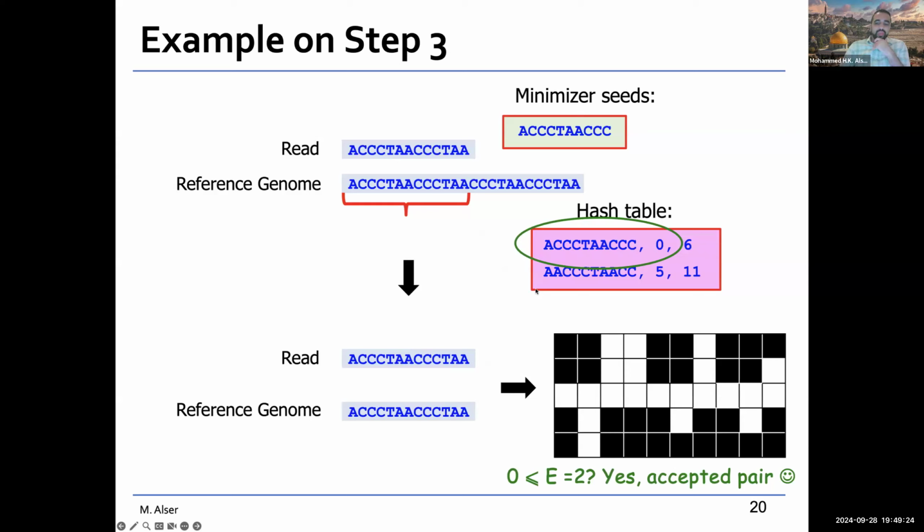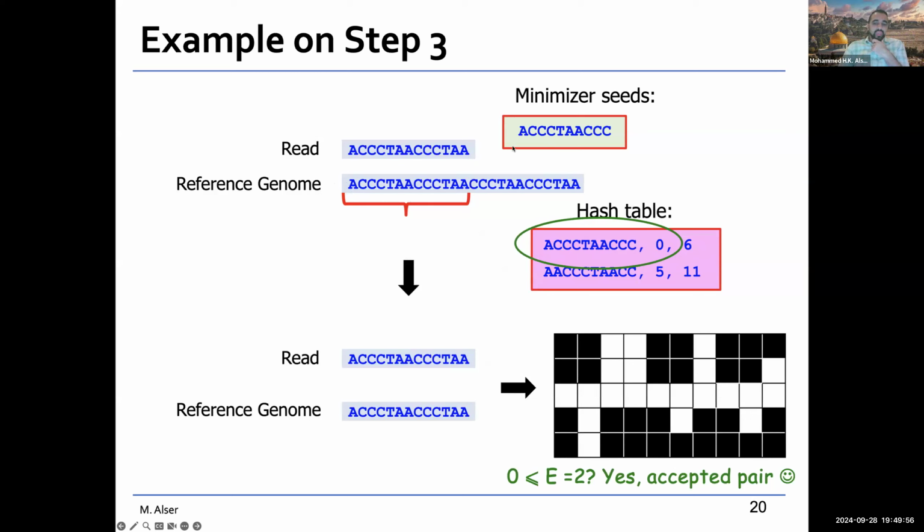Now in step 3, we want to do the pre-alignment filtering to check the similarity between the read and the reference subsequence. Based on querying the hash table when we do the seeding, we know that this seed exists at location 0 and at location 6. So we go to location 0 in the reference genome and try to pick a number of characters that is equivalent to the read sequence that we have.